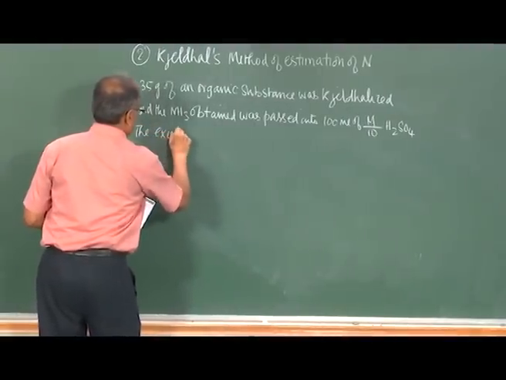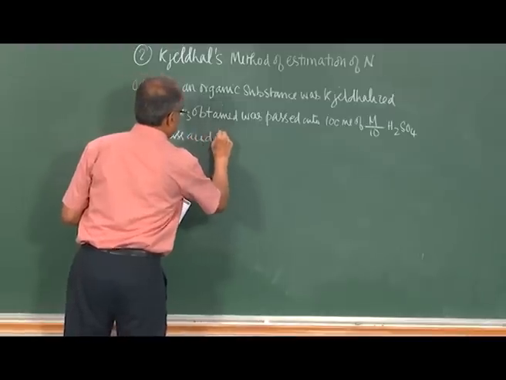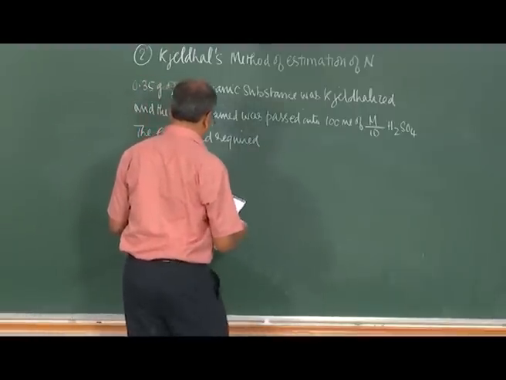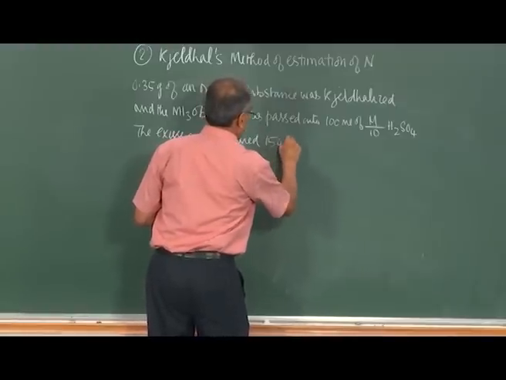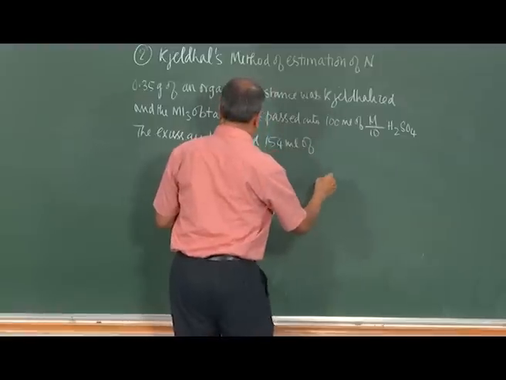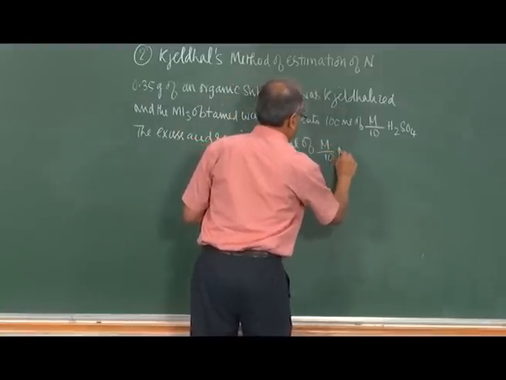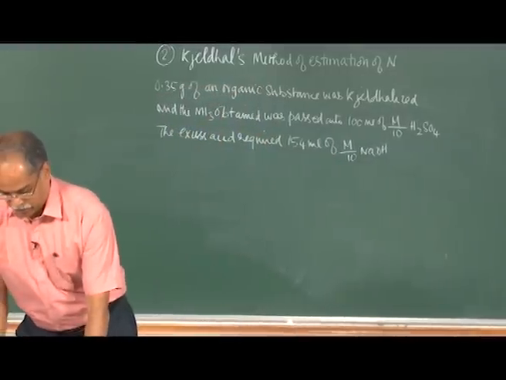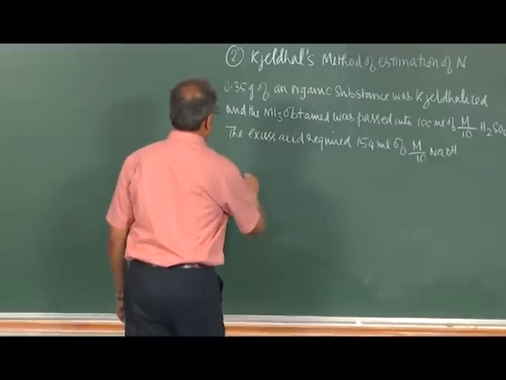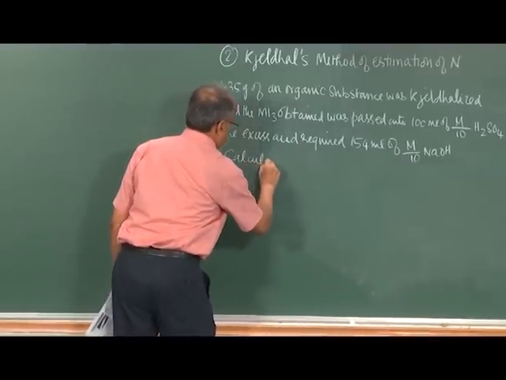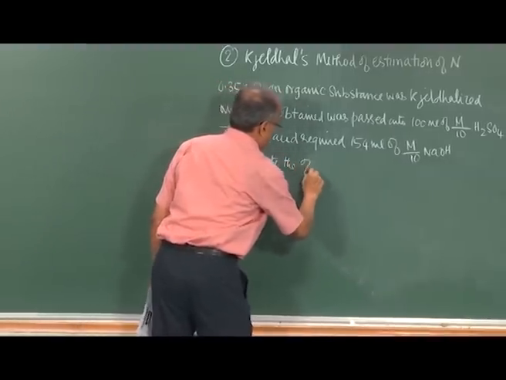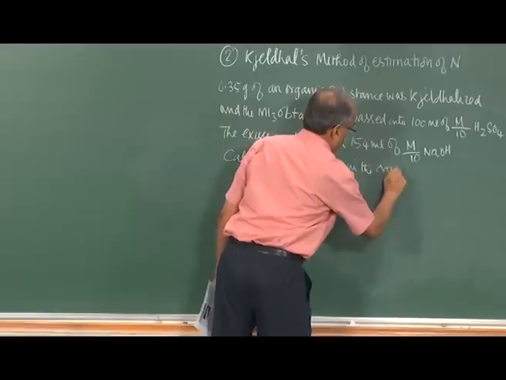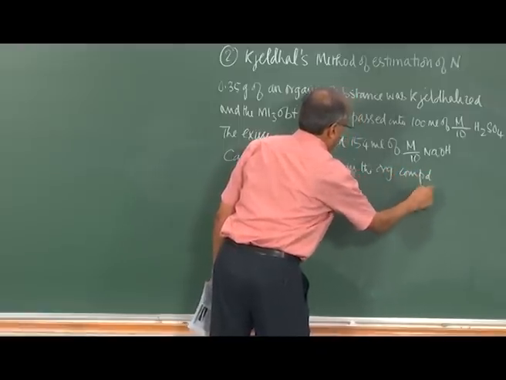The excess acid required 154 ml of M/10 sodium hydroxide. Calculate the percentage of nitrogen in the organic compound. This is the problem.